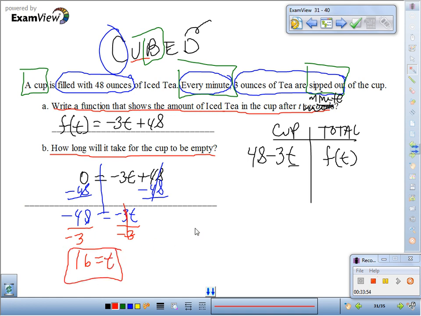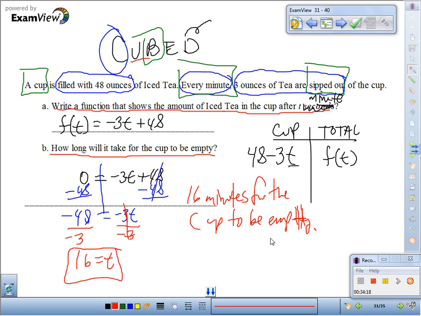Okay. So, let's answer the question. How long will it take for the cup to empty, everyone? 16 minutes. So, right, 16 minutes for the cup to be empty.